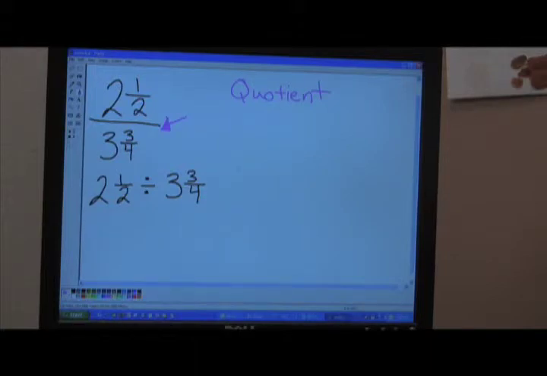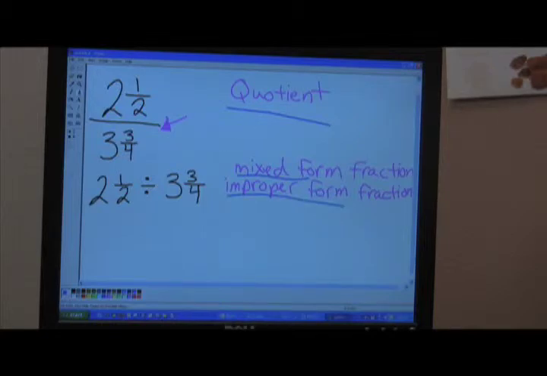The next thing we have are mixed forms of a fraction. And we need to change that into the improper form of a fraction. So far we've built up, just in this one example, we have quotient, mixed form, and improper form. Let's change from mixed to improper. We're going to multiply and add.